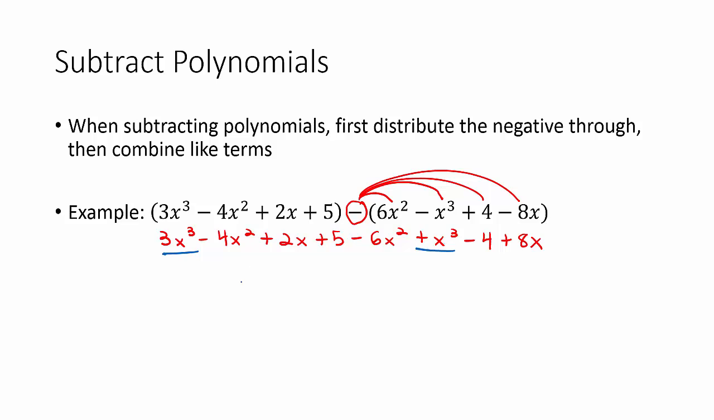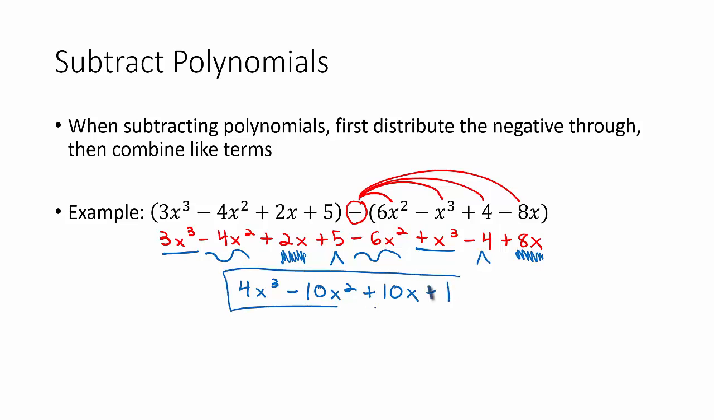3x cubed plus x cubed is 4x cubed. Negative 4x squared, negative 6x squared is negative 10x squared. 2x and 8x, that's 10x. And then the numbers, 5 minus 4 gives us negative 1. And we have our solution of 4x cubed minus 10x squared plus 10x minus 1.